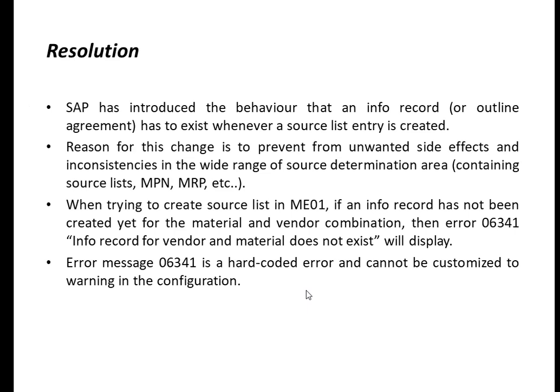Now we'll see why this change has been introduced by SAP. The reason is that SAP wants to prevent unwanted side effects, and SAP wants to remove inconsistency which happens during source determination via MRP run or source determination for MPN materials. In ME01, when a user tries to create a source list and the info record is not created, it will throw this standard error with the description: info record for vendor and material does not exist.